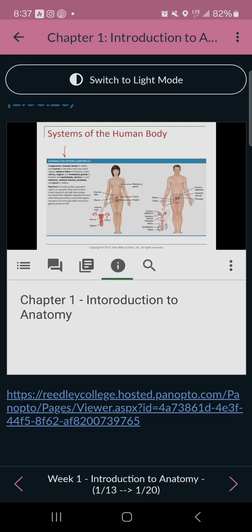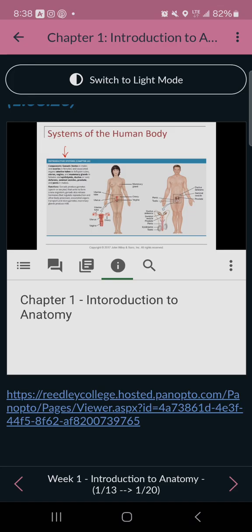Here in this figure, we can see both the organs of the male and the female reproductive systems. The components of the reproductive system are the gonads, which are the testes in males and the ovaries in females, and associated organs such as the uterine tubes or the fallopian tubes, uterus, vagina, and mammary glands in females.